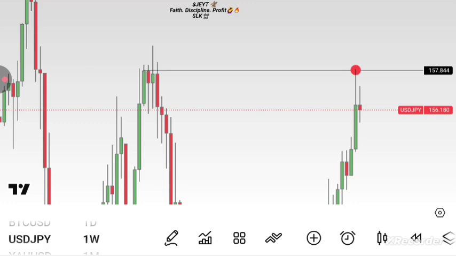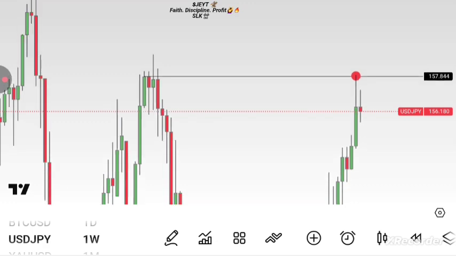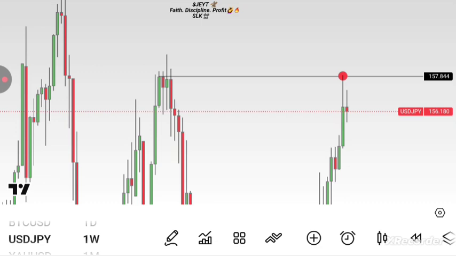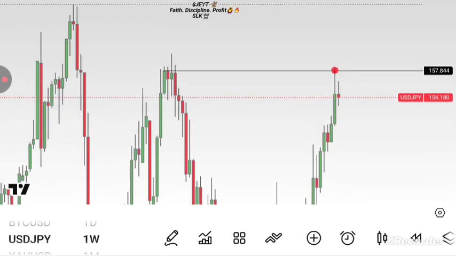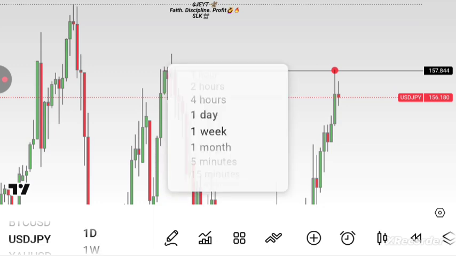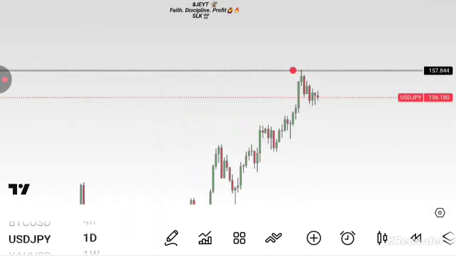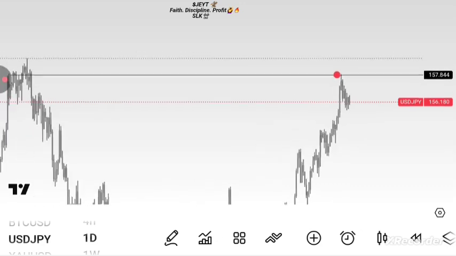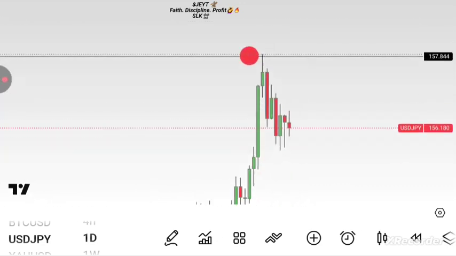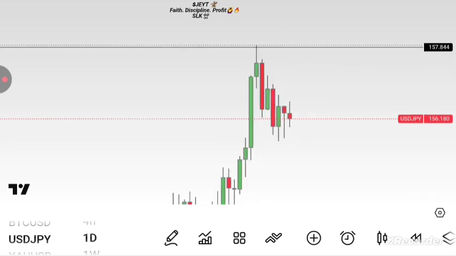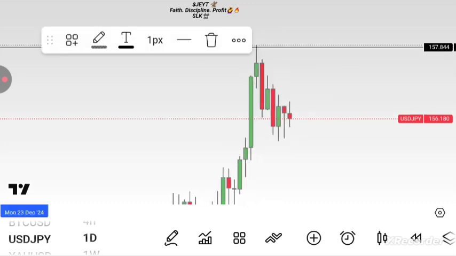Number 2, drop down 1 time frame lower. 1 time frame lower from the weekly time frame is the daily time frame. We drop 1 time frame lower to the daily time frame, right? This was where price rejected from. Let me delete this. Price rejected from a weekly key level. Even from the daily, it's still showing that price rejected from that particular key level.